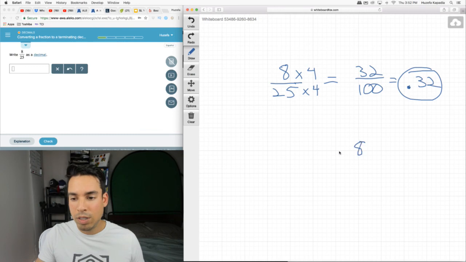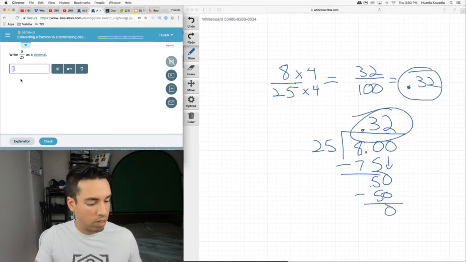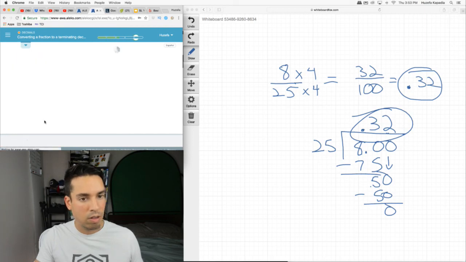The other way, again, is we could do division. 25 goes into 80 3 times. 3 times 25 is 75. Bring down the 0. And then 25 goes into 50 twice. So 0.32. All right, cool.